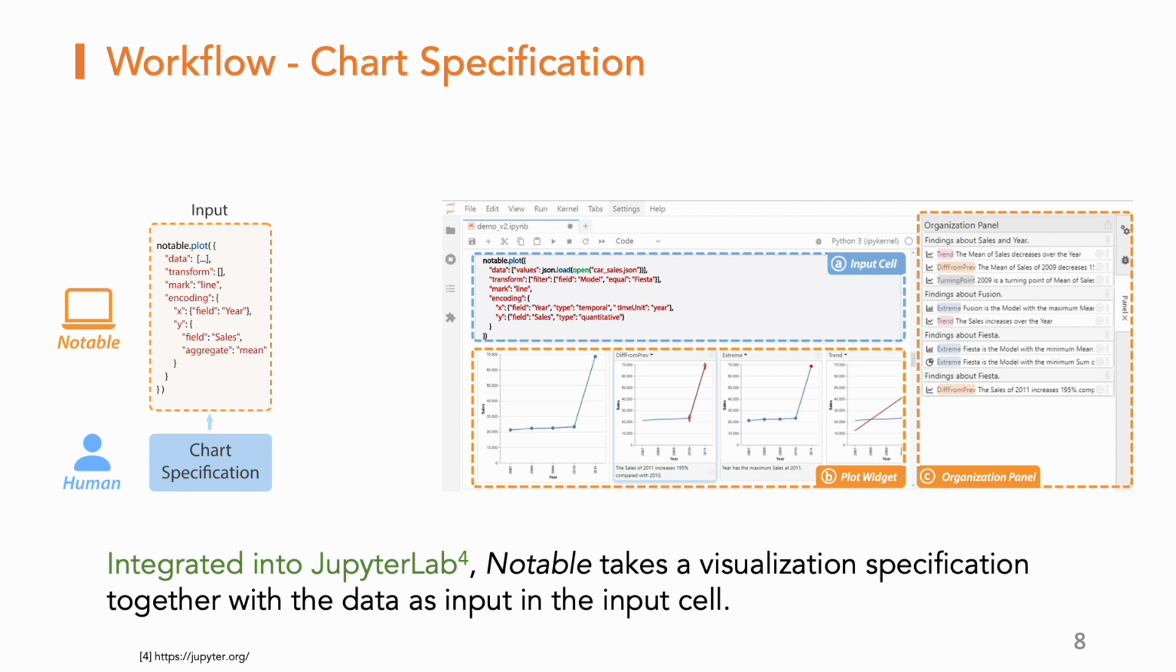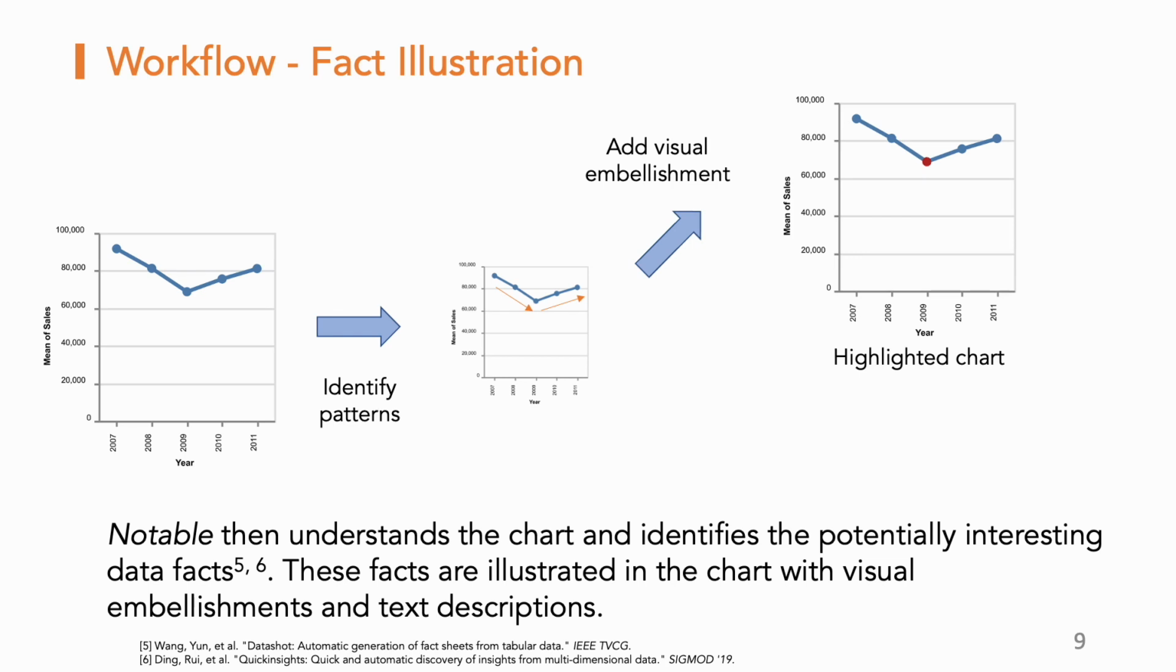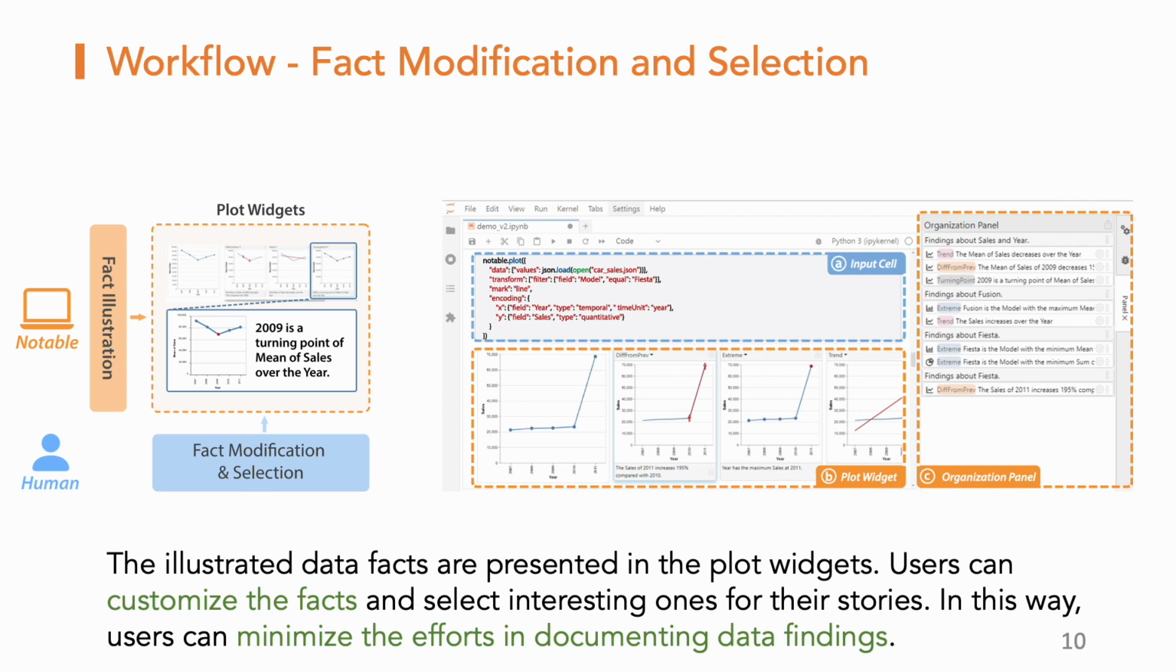Now let's get inside Notable and see how it works. When using Notable in JupyterLab, users first specify visualization in the input cells of notebooks. Notable can identify potentially interesting data facts, such as a turning point in the chart. Then it adds visual embellishments to illustrate the data fact to save the effort of annotation. Furthermore, a text description is also generated to waive the need for manual documentation. These illustrated data facts are presented in plot widgets for users' customization and selection. In this way, users can simply click to document interesting data facts without additional effort.